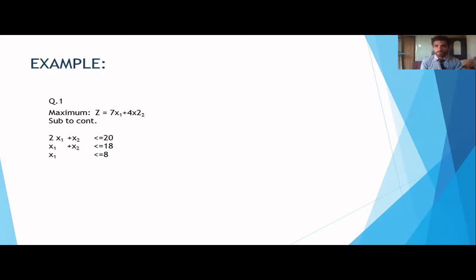The first step is to transform each inequality into an equality. When the constraint is less than or equal to, we add a slack variable, and when it is greater than or equal to, we must subtract a surplus variable. Usually, we denote these variables with the letter S.